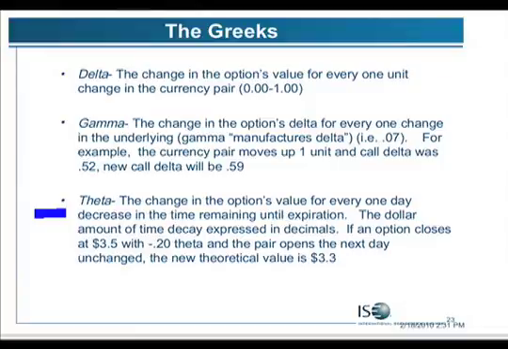Of course, that benefits sellers. If you think about it, the best friend of a seller is the theta. The best benefit for the buyer is going to be the rapidly changing delta or gamma.